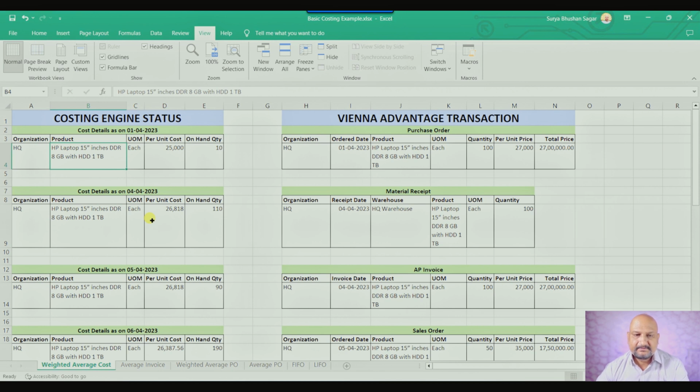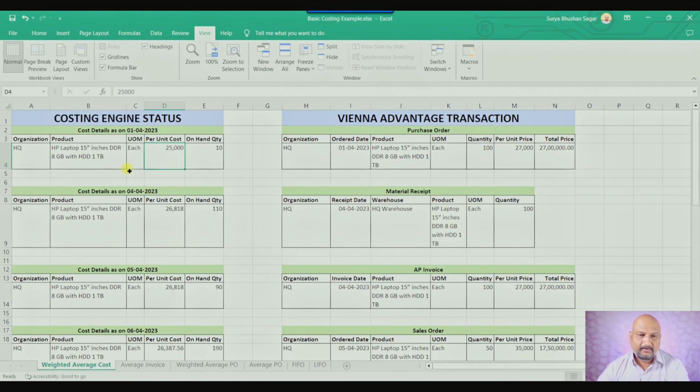Once it is there, I'm assuming that I have done a certain purchase previously and there was a costing status at the level of the costing engine. I'm assuming it is there: 25,000 per unit cost is available and 10 quantities are there. So for each one quantity there is a cost of 25,000 INR.